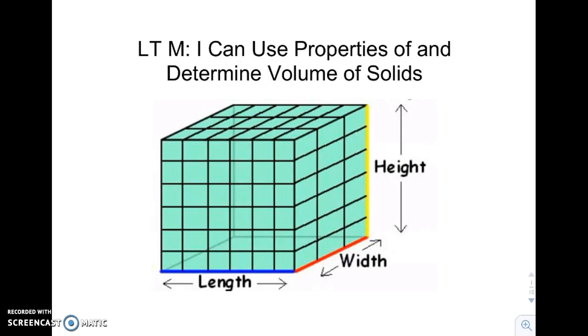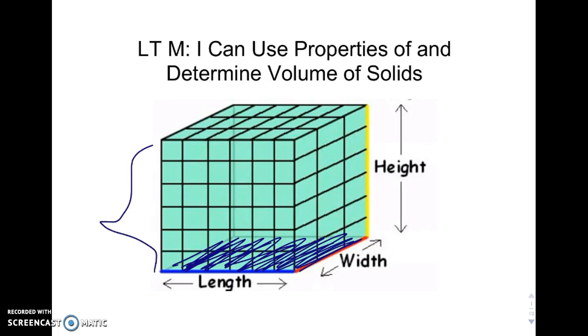And basically, how we're going to find volume for most of these shapes is that we are going to find the area of a base. For example, this prism has a base, and then we're just going to simply count how high it is stacked, the height. And we're going to multiply that, and that's going to tell us our volume.